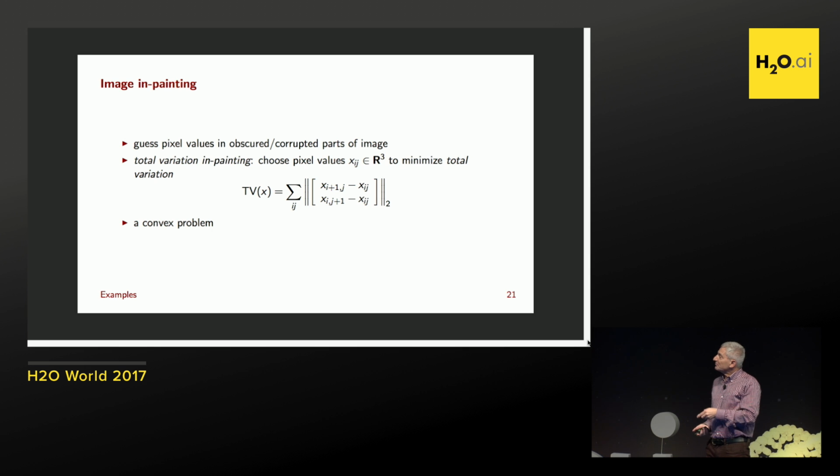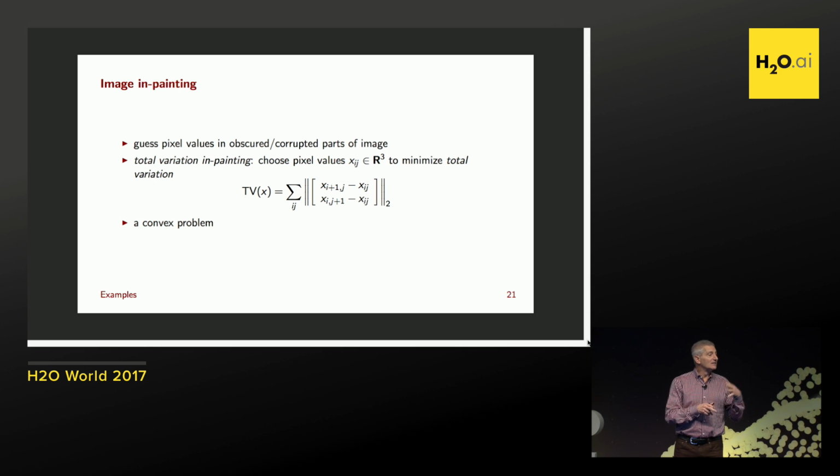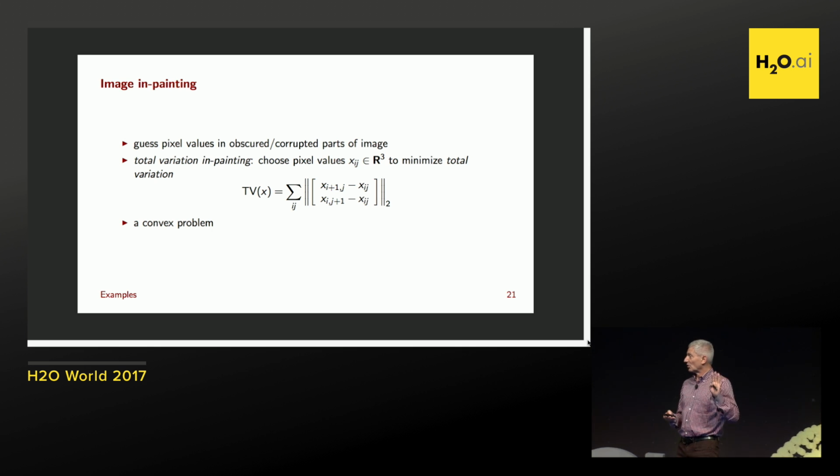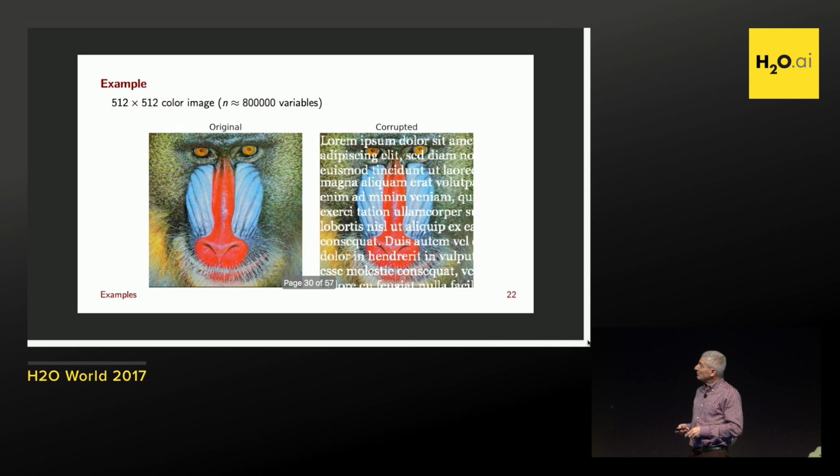So it turns out, this goes back even into the 90s. A very good way to do this is to minimize a function which is the sum of the norms of the gradient of this thing. By the way, there are way better ways to do this now. The point here is just something this simple works like shockingly well. So that's a convex problem. And we'll just look at an example.